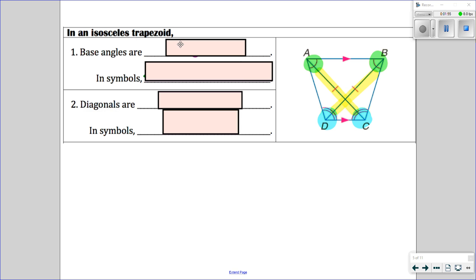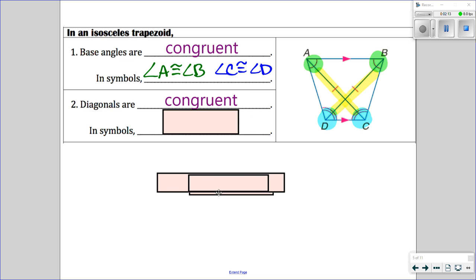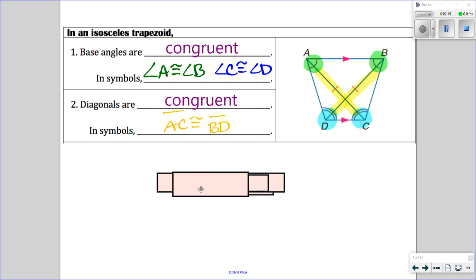So in an isosceles trapezoid, the base angles are congruent, so that is A and B, and D and C. D is congruent to C, and A is congruent to B. And the diagonals are also congruent. That means AC is congruent to BD. Again, that's in an isosceles trapezoid.